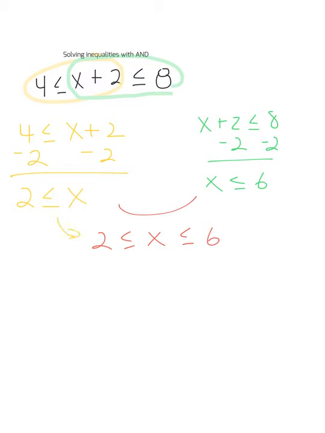You can see right here and right here. You'll notice that the inequality symbols, here and here, they're going in the same direction. You have the x in the center, and you have the smallest value on the left and the largest value on the right.